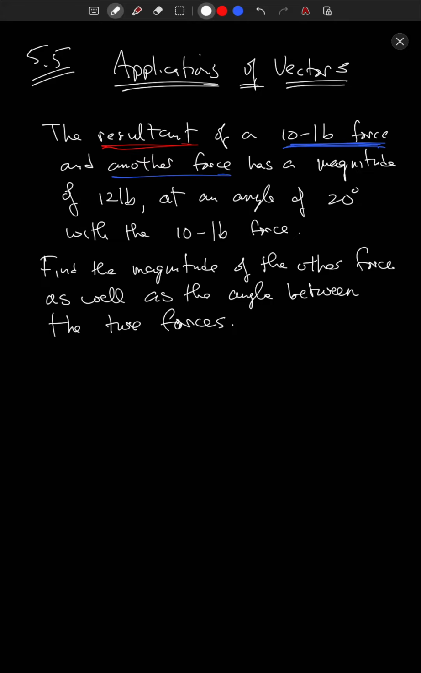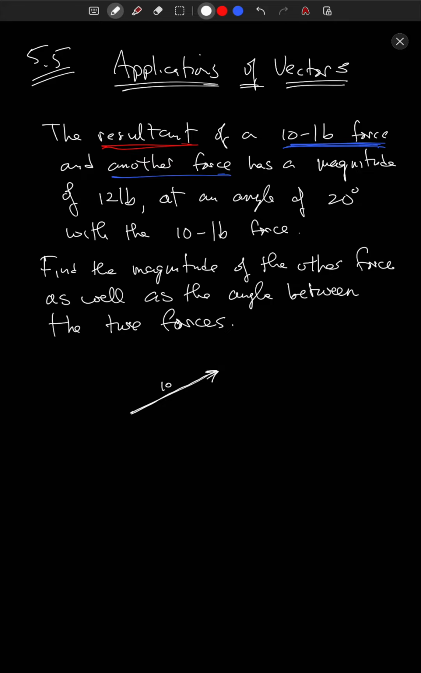All right, so let's draw this. So we've got the resultant of a 10-pound force and another force. So we've got a 10-pound force. 10-pound force means its magnitude is 10, all right? And of course, when we're talking about forces, especially in 2D or 3D, these are all vectors, all right? So this 10-pound force is represented by a vector of length 10 in a certain direction, all right? We don't know what direction it is.